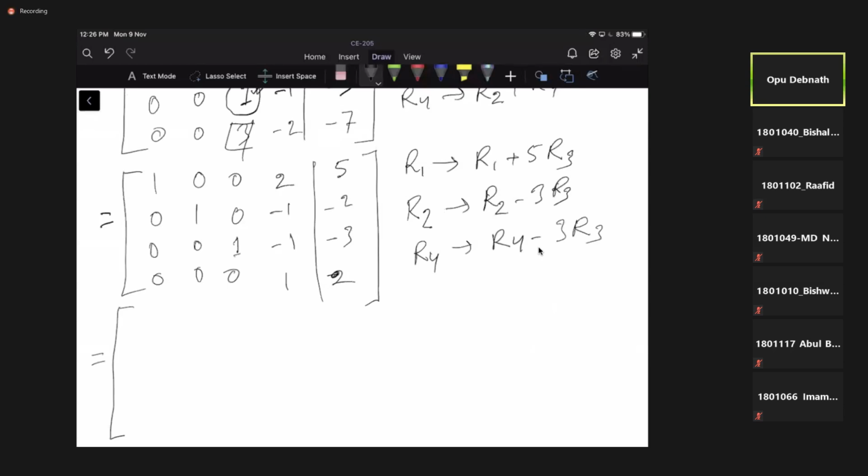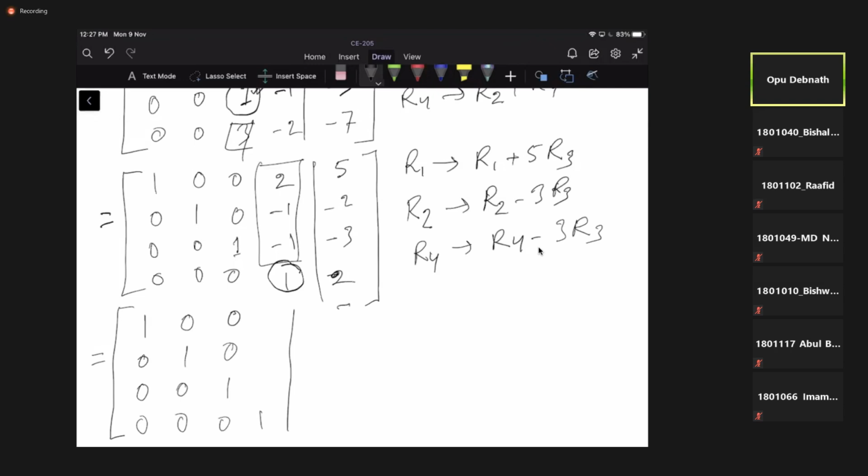That means only one row is remaining, and these elements are already 1. So we just need to eliminate only these 3 elements. Okay, 0 1 0 0 and then 0 0 1 0. This one is already 1.